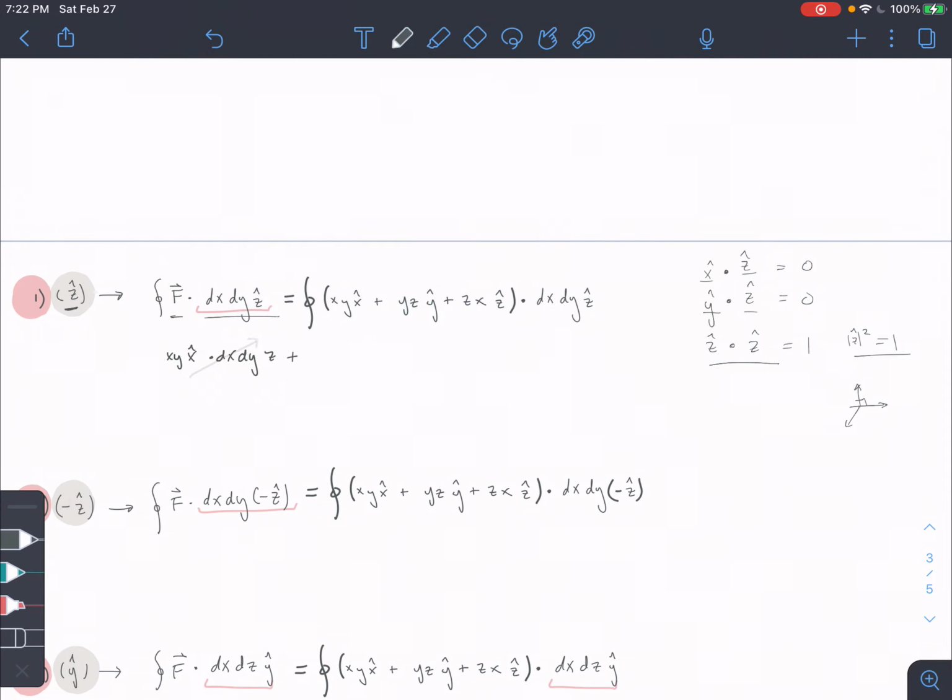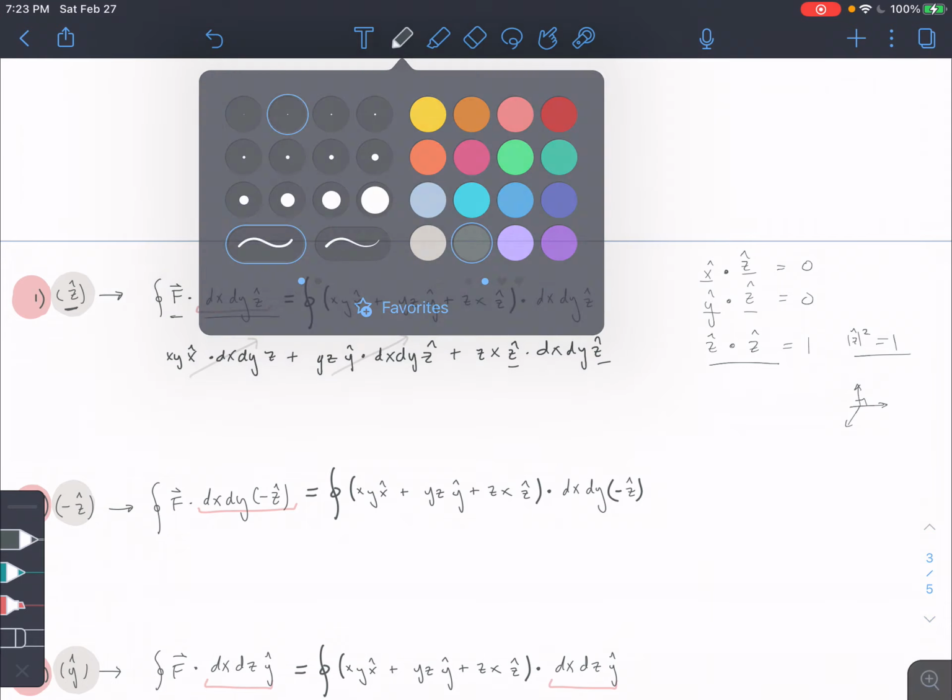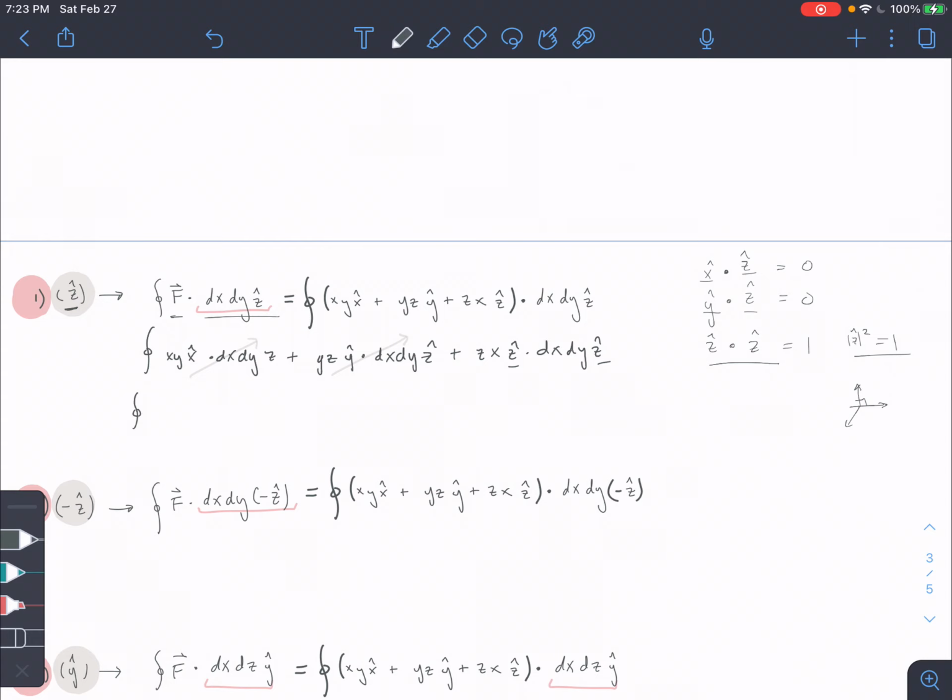Then we're going to have plus yz, y hat direction, dot dx dy in the z hat direction. This term also cancels because of this property over here. Then we're going to have zx z hat, dx dy in the z hat. And this term, the z hat dot z hat, is going to go to 1. So we're going to go ahead and simplify our integral and see what it looks like. So simplified, we have zx dot dx dy times 1.